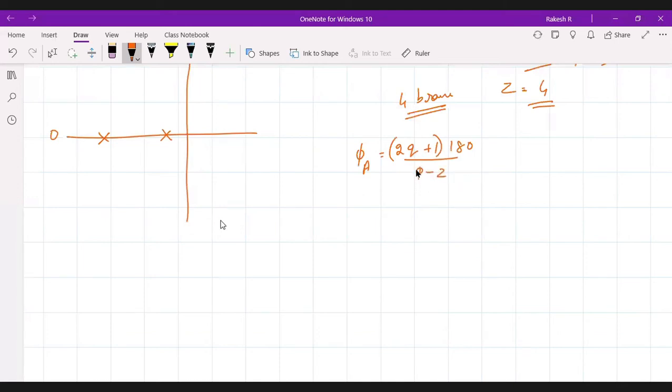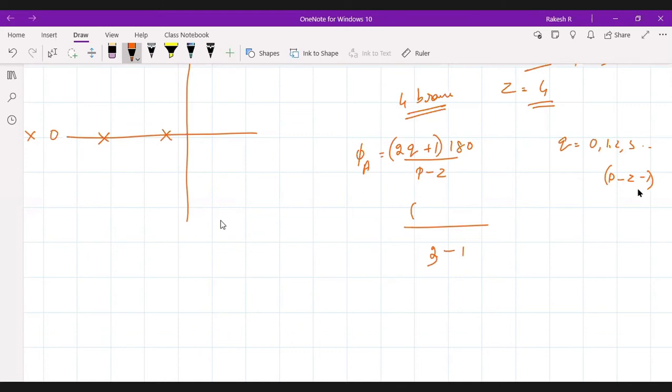The number of poles P is how much? We have 2 here. The number of zeros is what? There is 1 here. So Q is what? Q is 0, 1, 2, 3, etc. up to P minus Z minus 1. Let us say I take one more pole here, so this becomes 3. 3 minus 1 is 2 here.